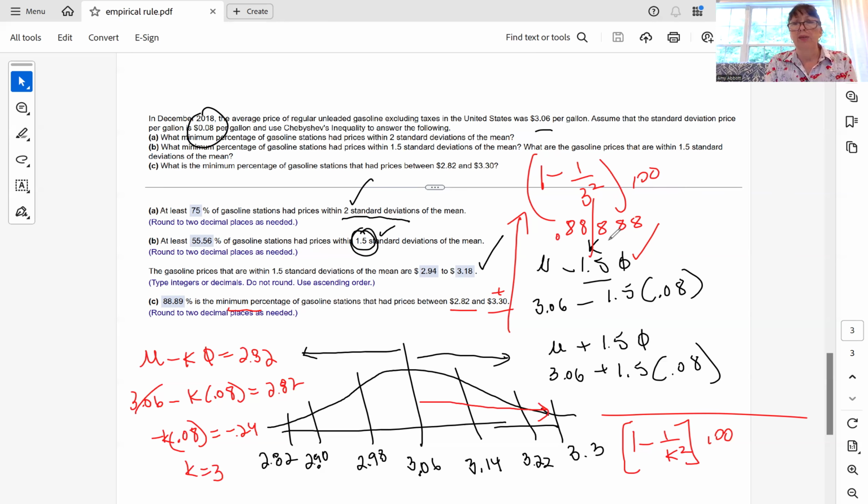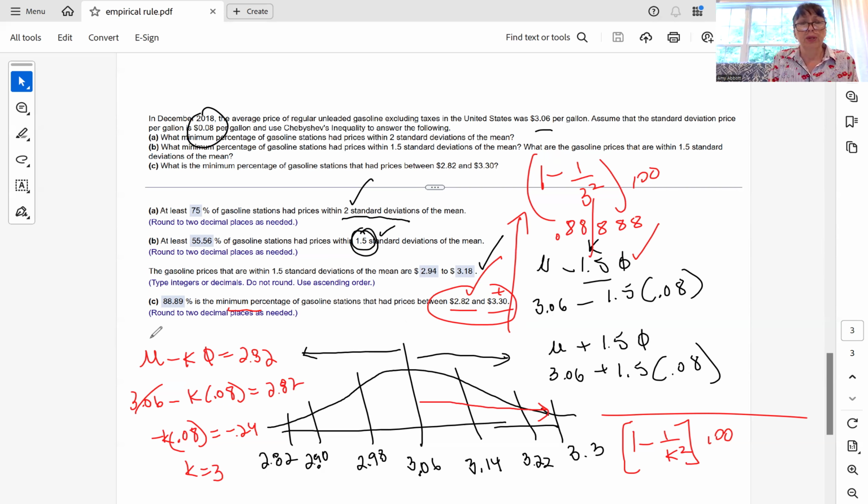I kind of feel like I ought to do C again. That was a lot of work. Well, you could watch it again, I guess. But you're going to have to work backwards from this formula because they're telling you the end result, the money. So just pick one of them, the smaller or the bigger one. I picked the smaller one, $2.82. So that's the minus one.